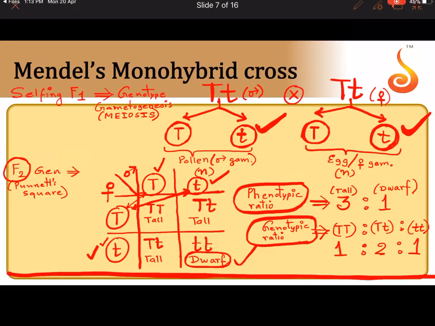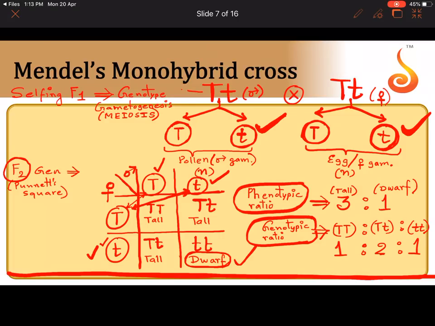So on top only I will tell you, if you take the F1 hybrid, this is what we are crossing here, capital T, small t. When it undergoes meiosis, that is gametogenesis, do you remember I had taught you this? It produces gametes with capital T or gametes with small t. There is no mixing, there is no blending, and you cannot have a gamete having both capital T and small t. So what do you call such gametes which have either capital T or small t? We call such gametes pure gametes.